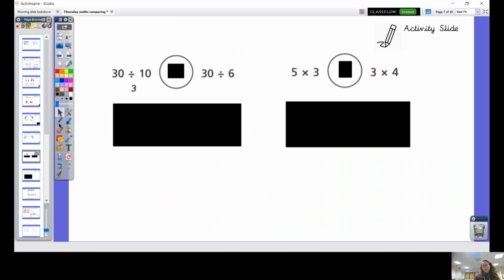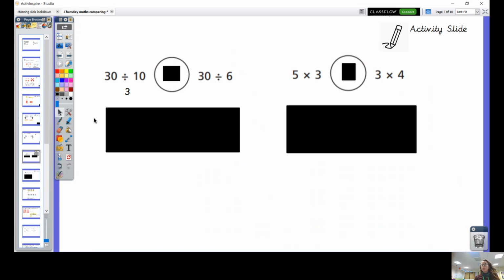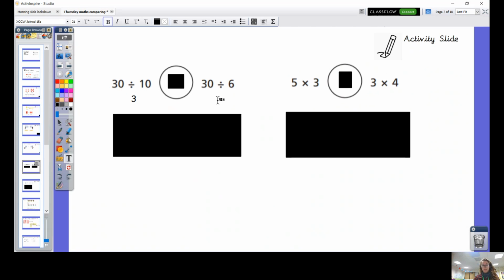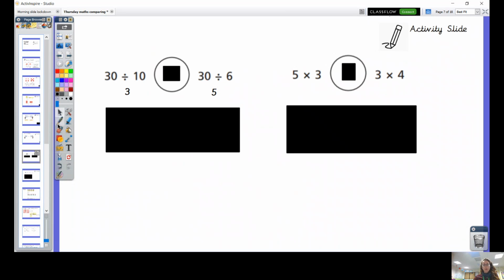30 divided by 6. More of a tricky one because we haven't learned our 6 times table yet, have we? But I wonder if there's a fact I know. I recognise those two numbers together. I know my 5s, and I've recognised that fact. 5 times 6 is 30. So therefore 30 divided by 6 is 5. Again, if you didn't spot that and you had a question like that, you could draw yourself a picture. So I can see that 3 is less than 5.